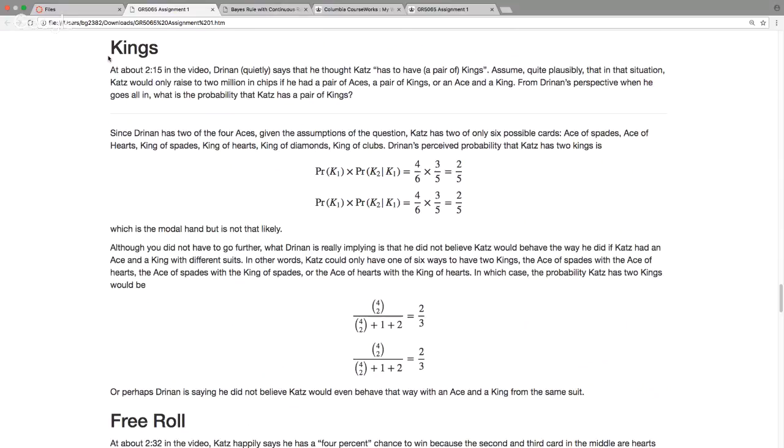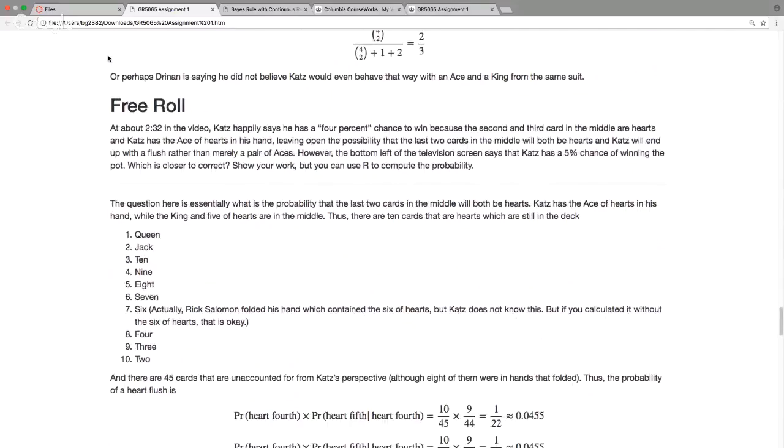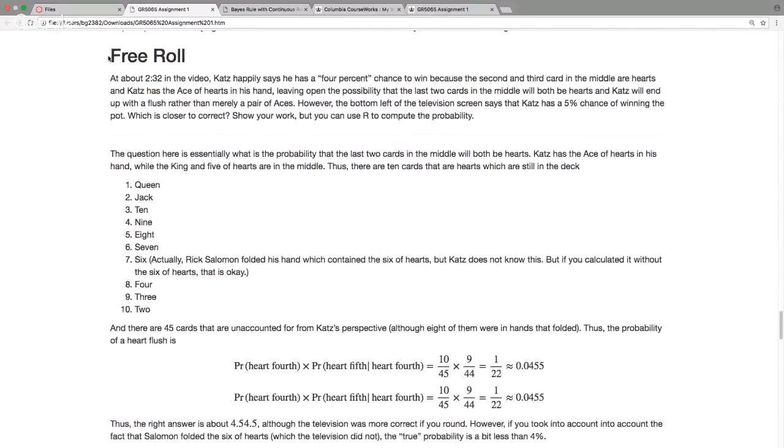But maybe what he really meant is that he didn't think Katz would act that way unless he had aces or kings or the ace and king of the same suit. He would have just called if he'd had ace and king of different suits. That further reduces the number of hands that he could have and makes the probability of kings up to only 2/3, which is far from certain, but both of them would have gone all in basically with any of those.